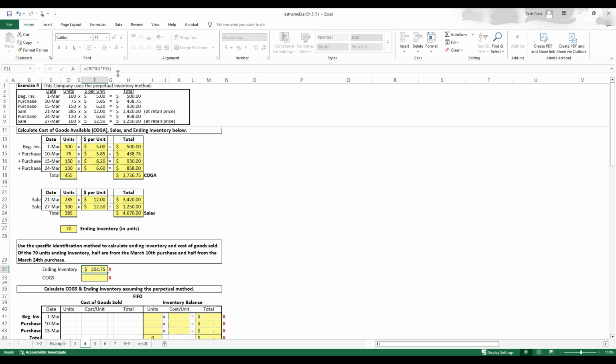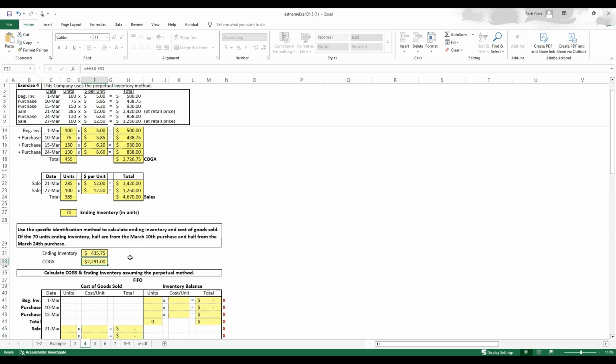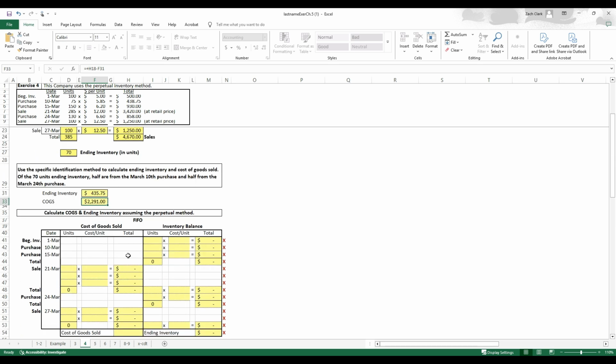Oh, whoops, I gotta do this whole thing again. Copy that just so I've got the general breakdown there. And then the second part, so the first one is half coming from F15 or this purchase, and then half with the cost here from the 24th. And then the cost of goods sold is just the difference between what we had available to sell versus what's left over. And so our cost of goods sold using the specific identification method would be 2,291.